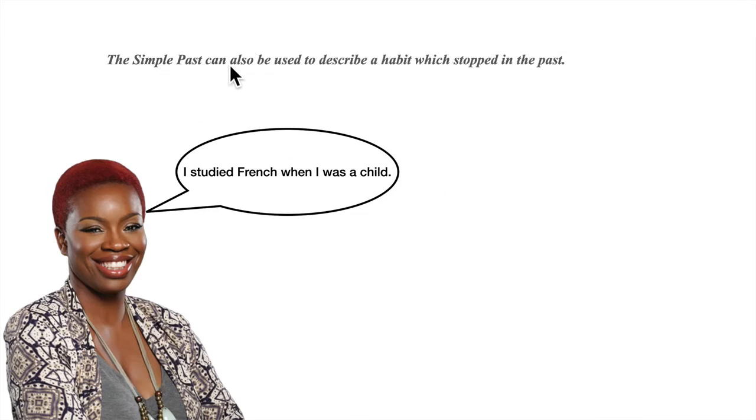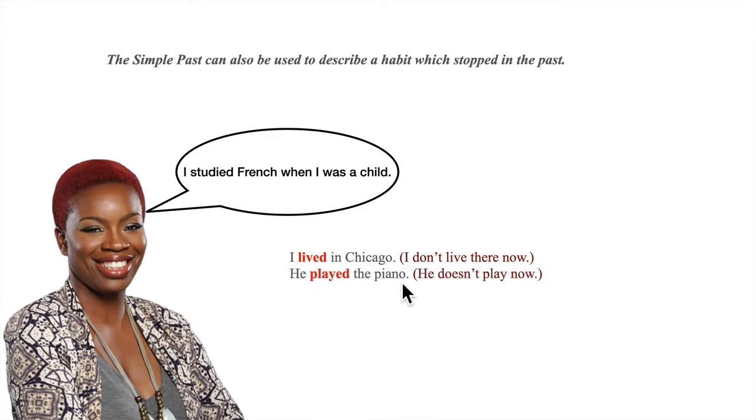The simple past can also be used to describe a habit which stopped in the past. So a habit, something that you did regularly, but now you don't do it anymore. Here's an example. I lived in Chicago. The idea is that in the past, I lived in Chicago, but I don't live there now. He played the piano. Again, he doesn't play now. It was his habit in the past.